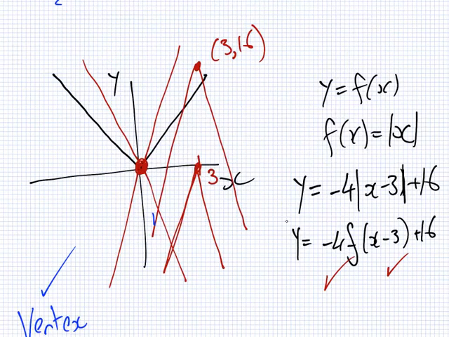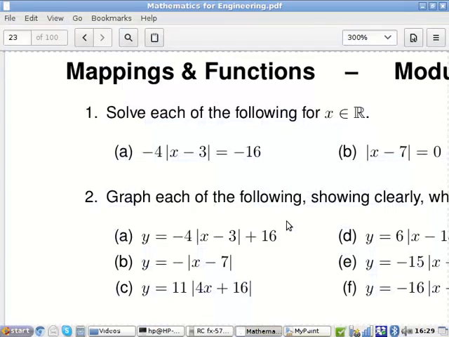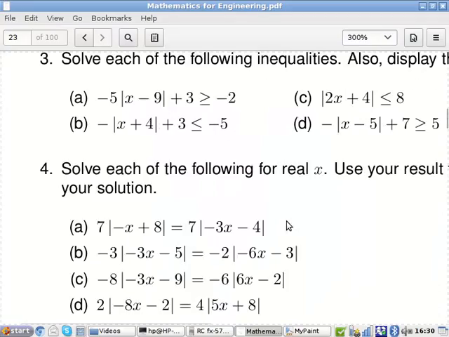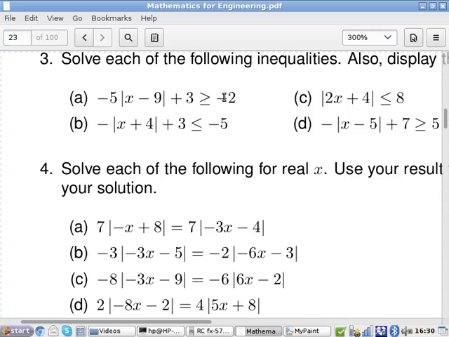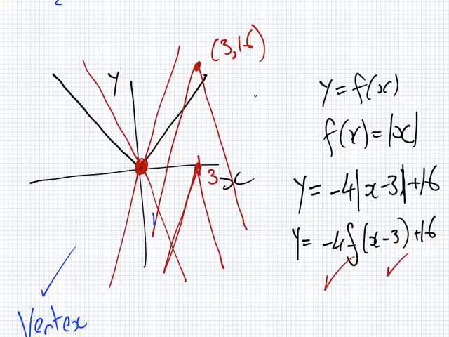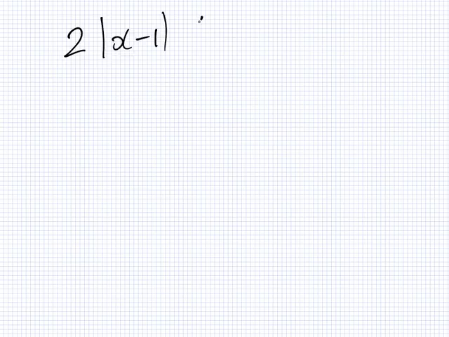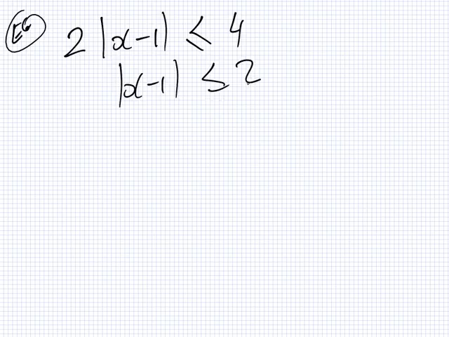Okay, continuing now. So, how can we solve it with inequalities? Well, I think the easiest way to do it again is with squaring. So, for example, let's say I gave you something simple like twice absolute x minus 1 less than or equal to 4. Well, what should I do first here, do you think? Divide by 2, then square.